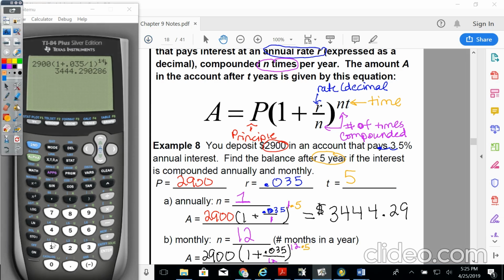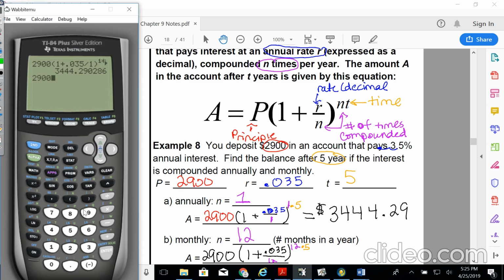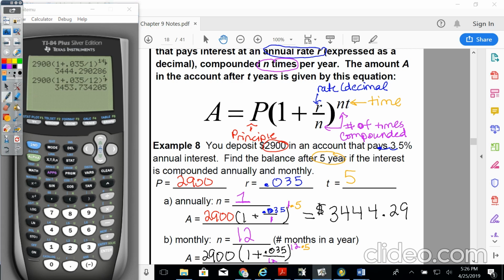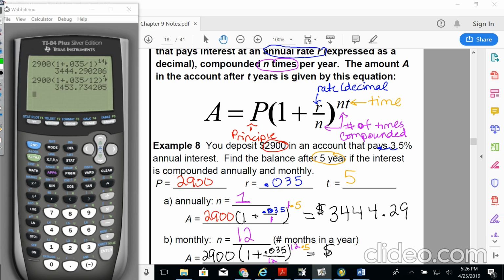All right, so if I type in everything first to begin with, 2,900 times 1.035 divided by 12 to the 12 times 5 exponent gives us, now you would think it would give you a lot more because it's compounded so often, but because you're dividing and raising it to the power of 12, it's actually not much different. It is different. It's more, but not by like thousands of dollars. So we get $3,453.73.